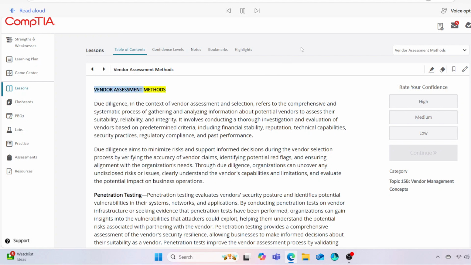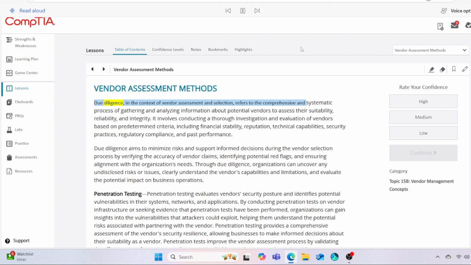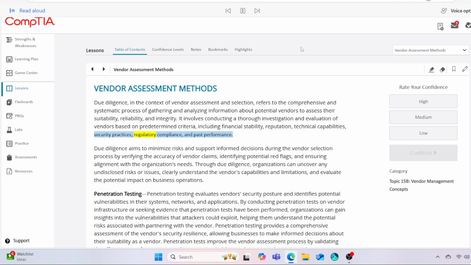Vendor assessment methods. Due diligence, in the context of vendor assessment and selection, refers to the comprehensive and systematic process of gathering and analyzing information about potential vendors to assess their suitability, reliability, and integrity. It involves conducting a thorough investigation and evaluation of vendors based on predetermined criteria, including financial stability, reputation, technical capabilities, security practices, regulatory compliance, and past performance.